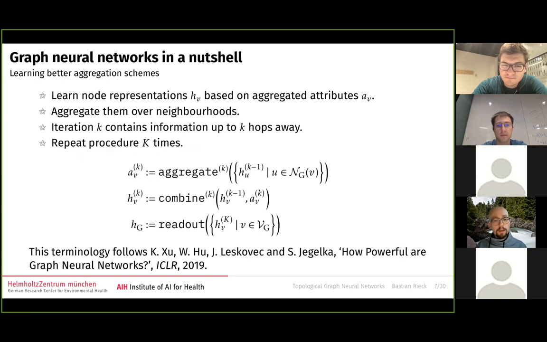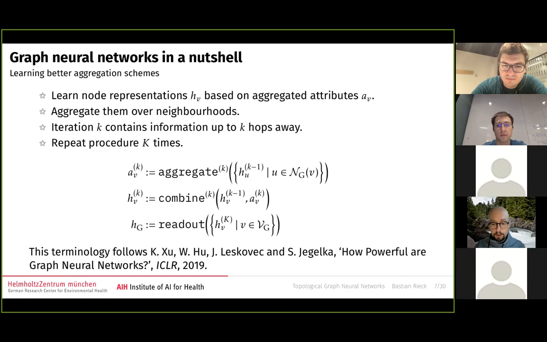If you're familiar with the paper by Xu et al., you will find this slide very familiar. All GNN architectures in a nutshell, or well, most of them are based on some variation of this common theme. So they all learn hidden node representations, h_v, based on some aggregated attributes. Those aggregated attributes are obtained using neighborhoods, and the more iterations you have, the deeper you go into the graph itself. So you have some kind of information propagation or information diffusion process, if you will. And if you repeat this process K many times, then you can collate all the hidden representations that you obtain at the end and put them in a readout function in order to obtain your overall high-dimensional feature vector of the graph.